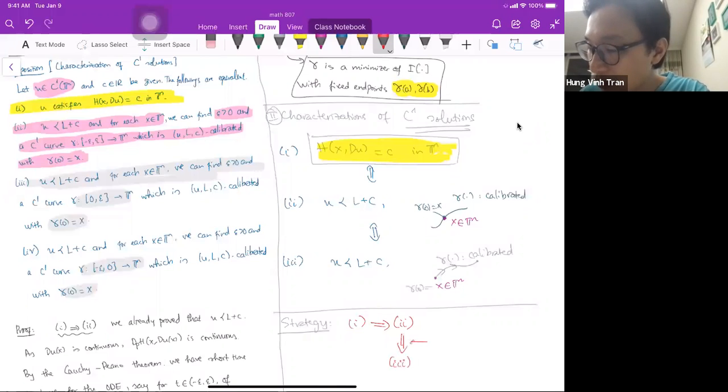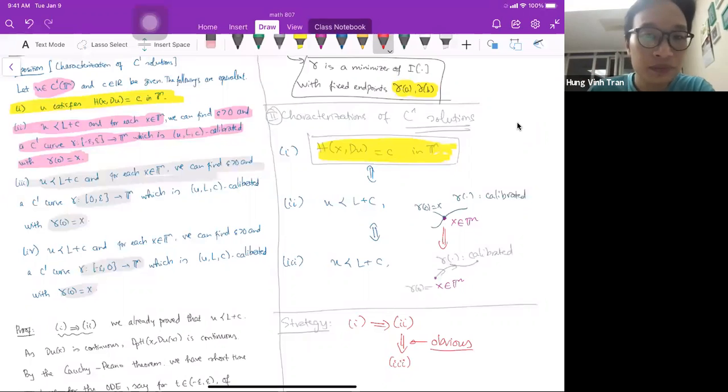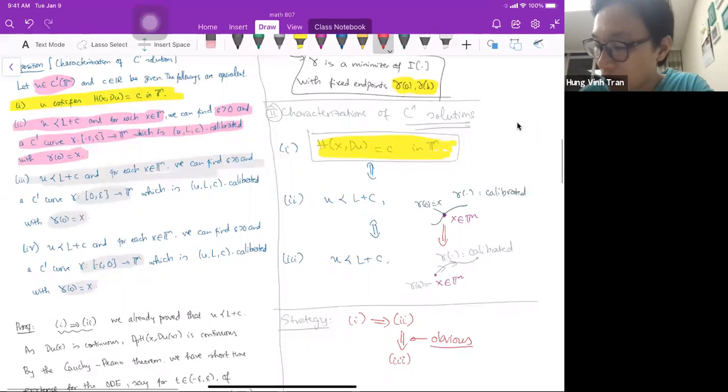This is obvious actually. We don't need to show it at all. We just look at the diagram, because I require the calibrated curve to pass through x. So x is in the middle, and 3i is weaker. It's just about a tiny piece, but with the beginning point x. So this one already implies this one. Okay, so that's not hard.